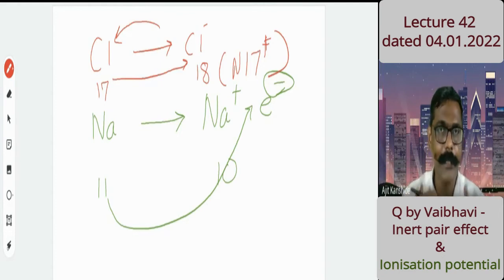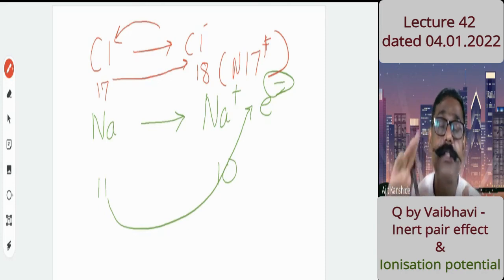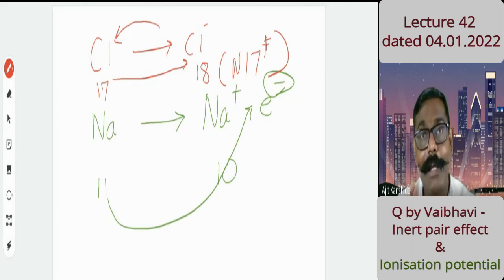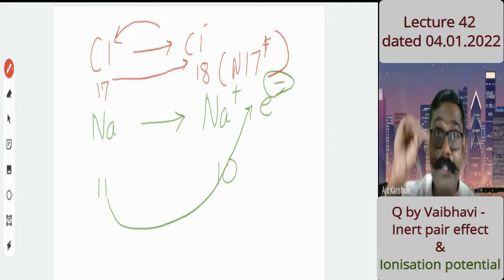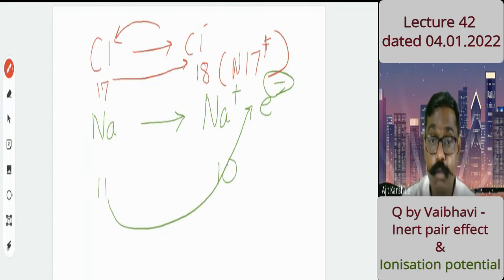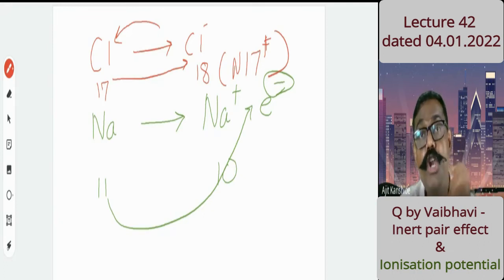If the number of electrons and protons are equal, then it's an atom. If they are not equal, then it is an ion. I am talking about the number of electrons and the number of protons. 11 protons, 11 electrons, atom. 11 protons, 10 electrons, sodium ion, Na plus. 17 protons, 17 electrons, atom. 17 protons and 18 electrons, the electron is extra, it is an ion. But whichever electrons are there, those electrons have attraction with the nucleus.